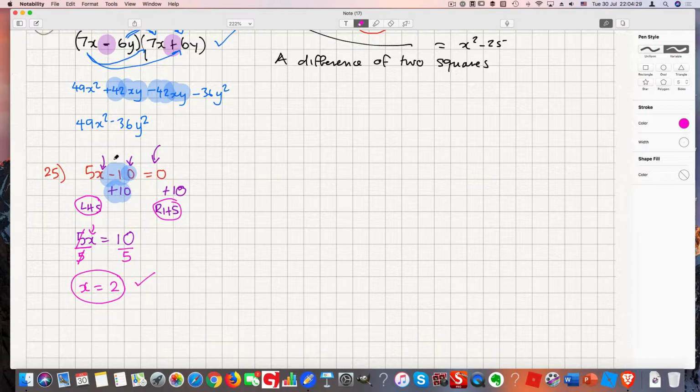Basically what it means is if I put the 2 here where there is x, it's going to be 5 times 2, which is 10. 10 minus 10 is 0. And that's a 0, so that is correct. Okay.